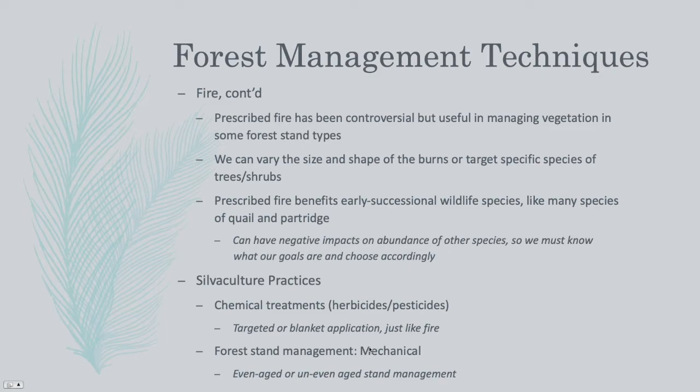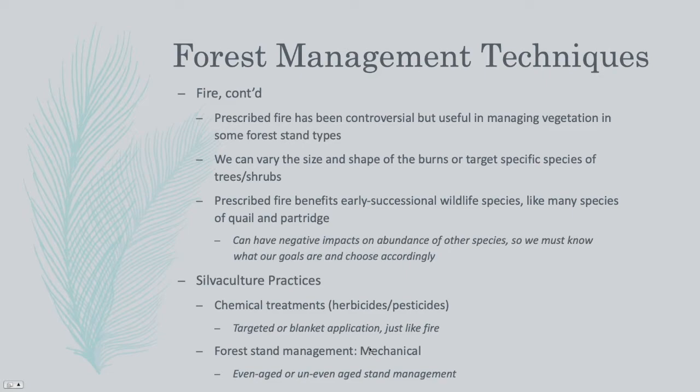Now, it can also, of course, have negative impact on the abundance or distribution of other species, like our upper canopy species. So we must know what our goals are and choose accordingly. So you need to specifically look at your objectives and ask, what species am I interested in producing more of? And you need to tailor your fire management to the habitat needs of that species.